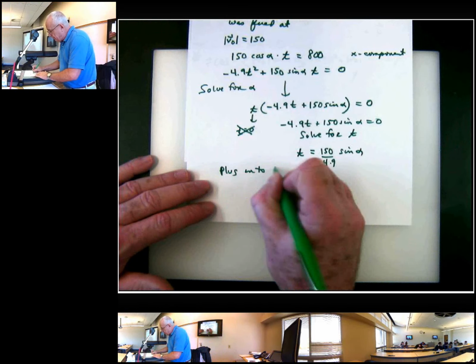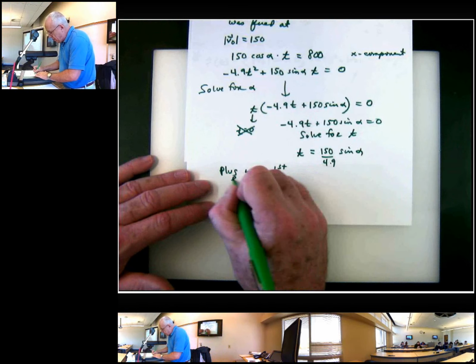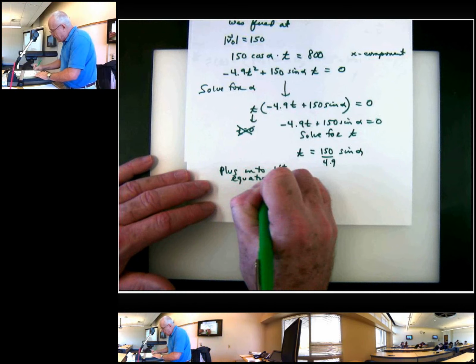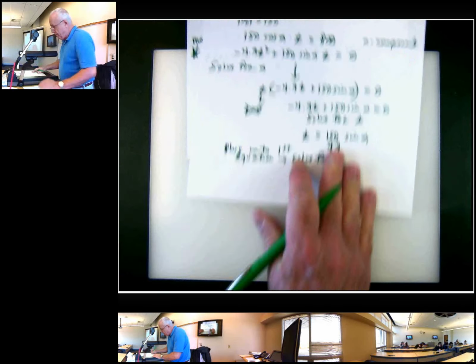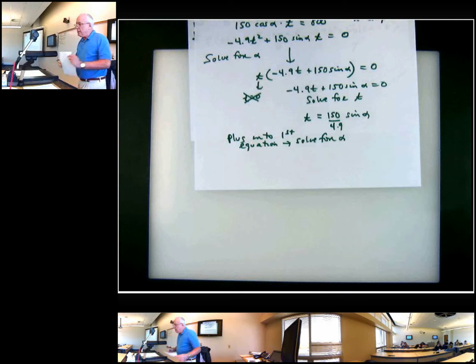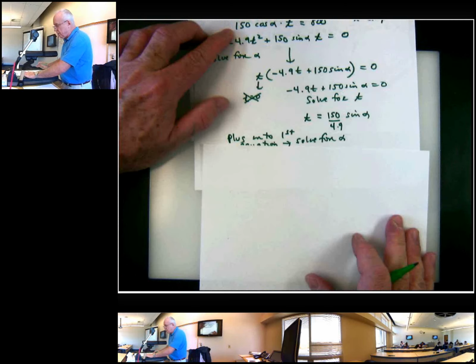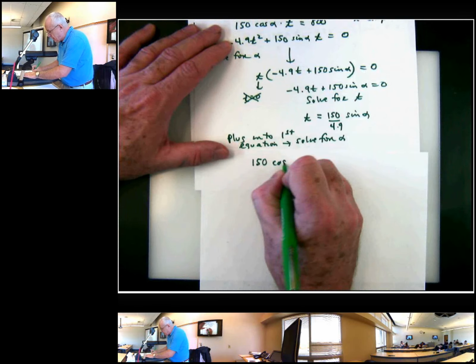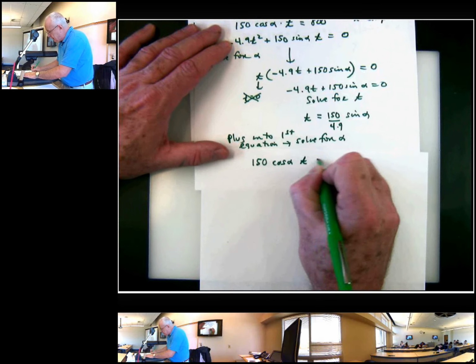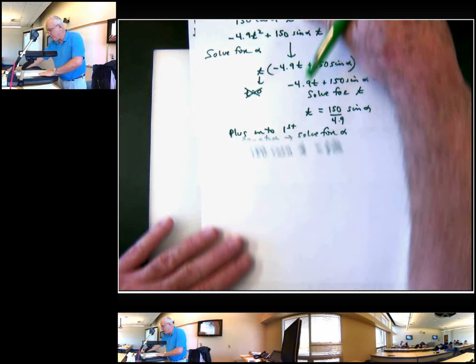So plug into the first equation, and now we can solve for alpha. All right. So we take our first equation, which is 150, so let me rewrite it here. 150 cosine alpha times t is equal to 800.